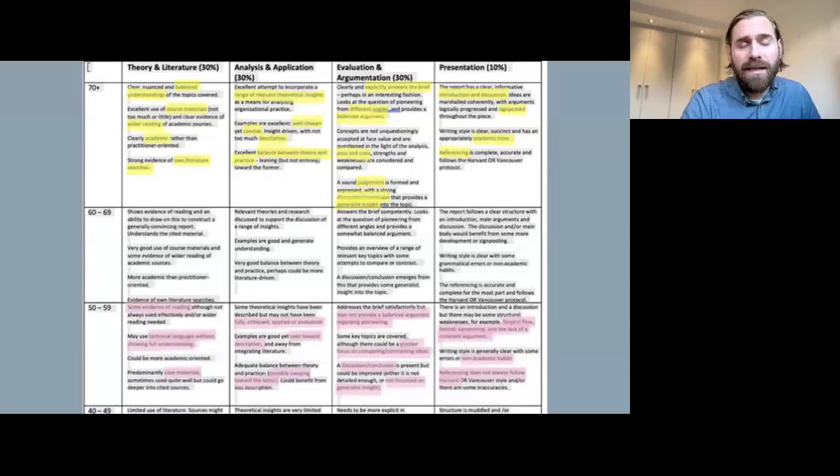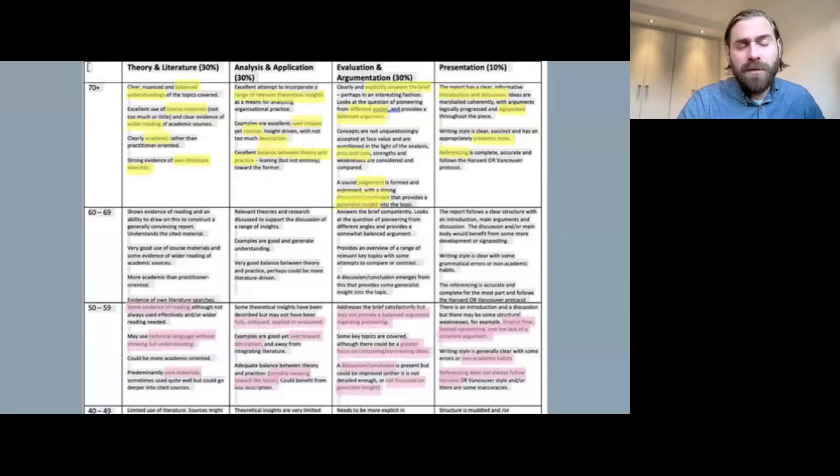Presentation also links back to the academic tone and make sure that your referencing is complete and effective. This is the easiest way to not lose marks, is just to do your Harvard referencing properly. And there's plenty of advice on the UCL website as to how to do Harvard referencing effectively.